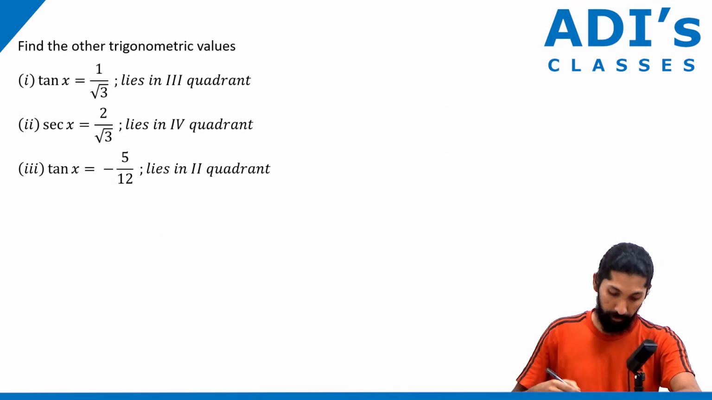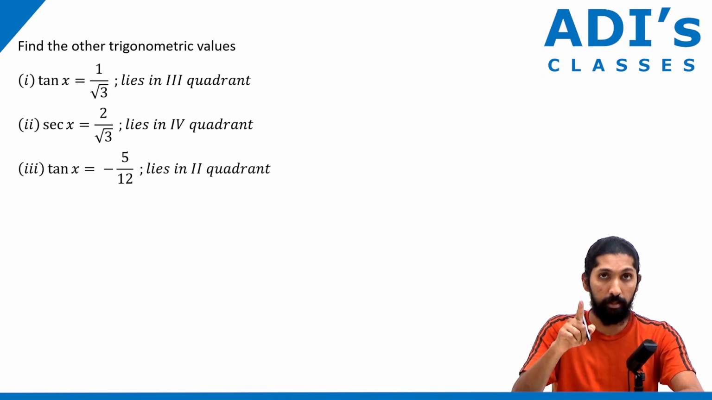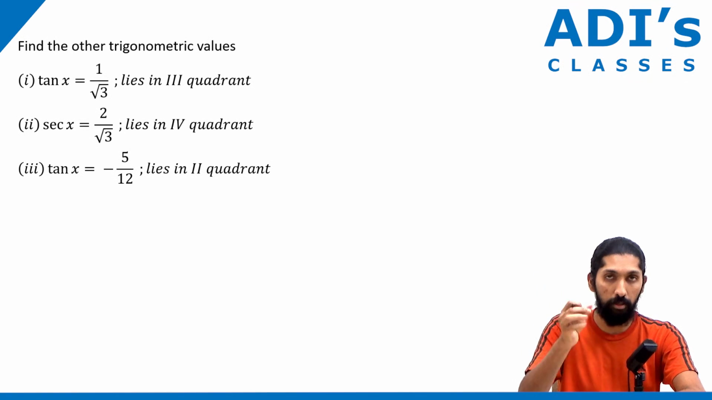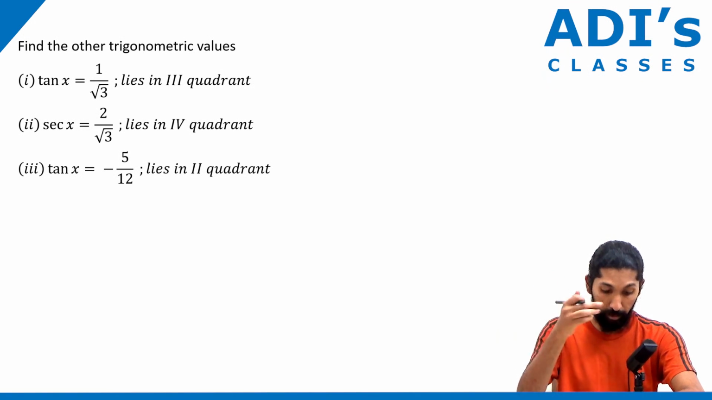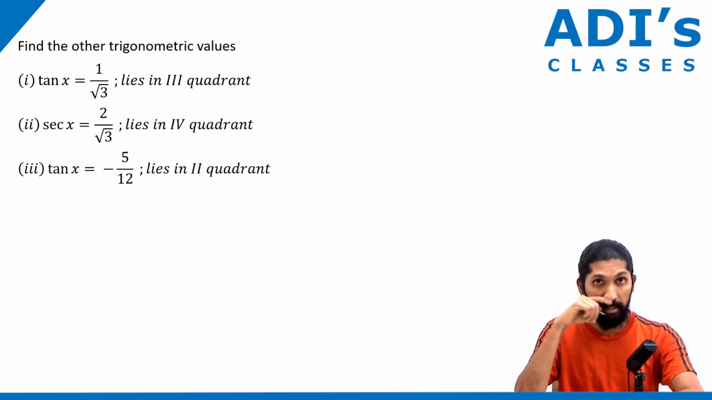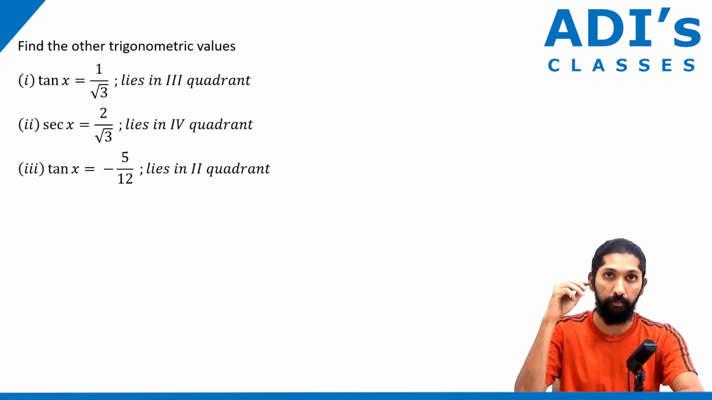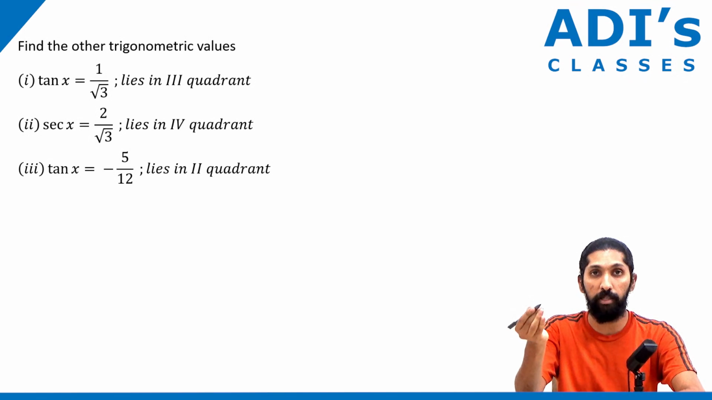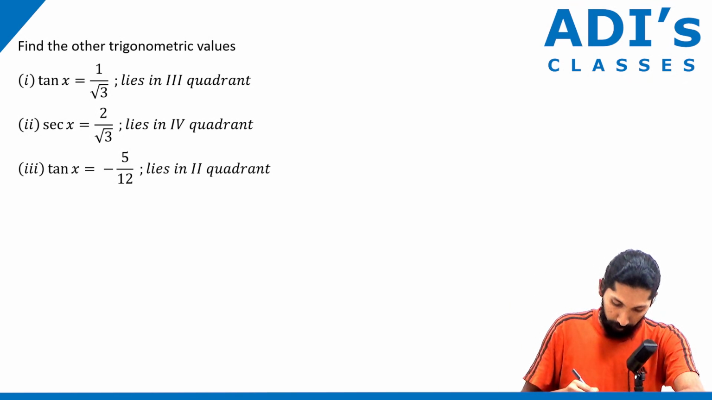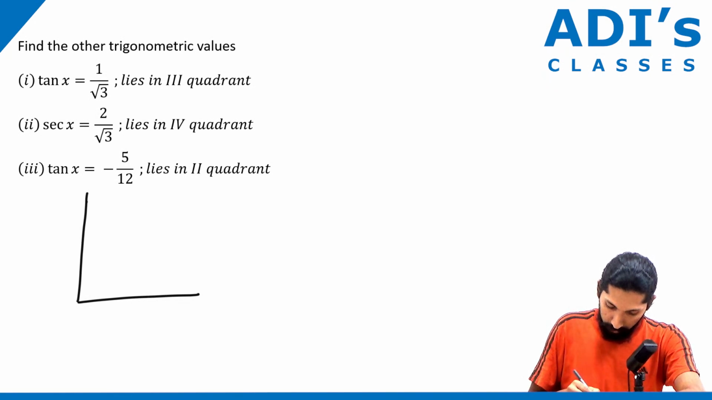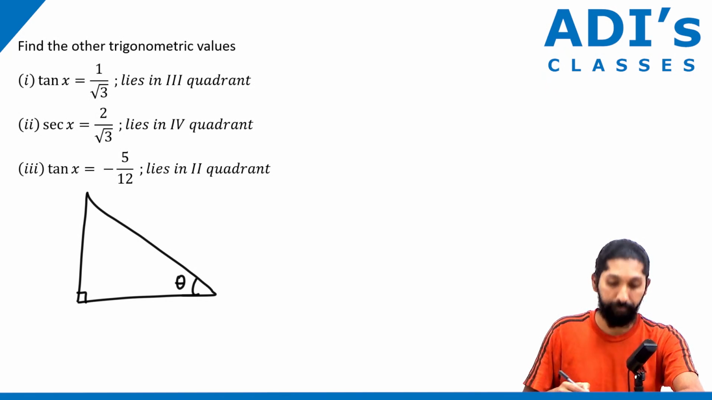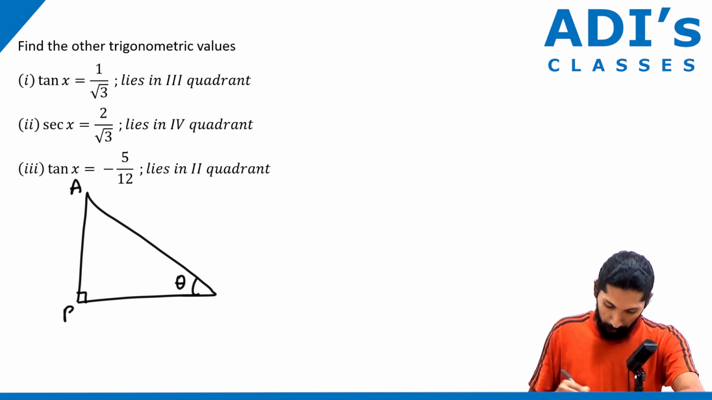See the last one, the first point you need to understand is it is not a standard value, like 1 by root 3, 2 by root 3, this is not a standard value. Here what we do is, we take the triangle. Okay, you have solved these kind of problems last year. It's going to be the same way. So here we take a triangle with some value theta. Say this is ABC.